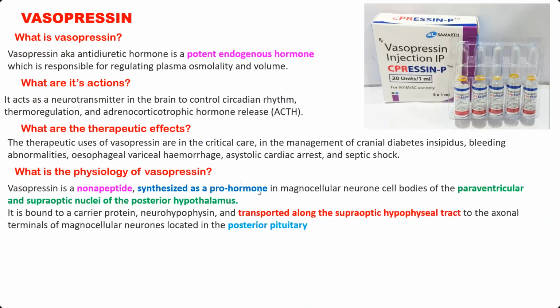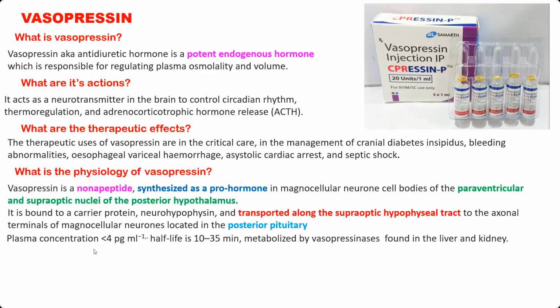A simple way of remembering: it is synthesized in the hypothalamus, even if you don't remember the paraventricular and supraoptic nuclei, and then transported and stored in the posterior pituitary to be released whenever there is a need. Plasma concentration is less than 400 picograms per ml. Half-life is 10 to 35 minutes. It is metabolized by vasopressinases found in the liver and kidney. It acts on V1, V2, V3 receptors and oxytocin-type receptors, so all four are activated.